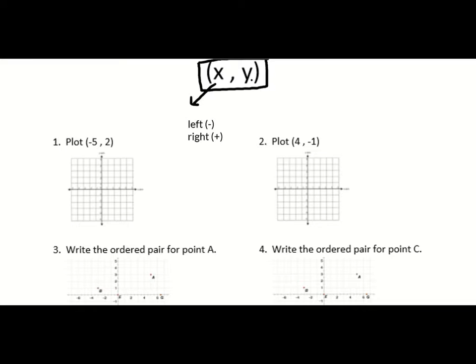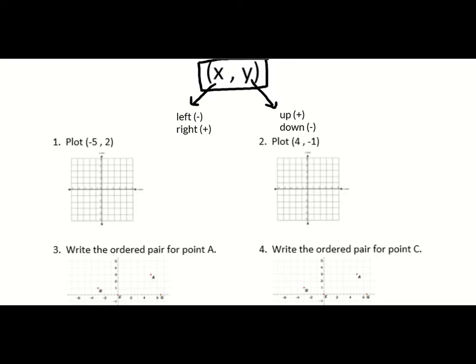Similarly, the y value is going to be telling us whether we are going up or down from the origin. So we will be going up from the origin if it's a positive number, and we will be going down if it is a negative number. So y tells us up and down, whereas x tells us left and right. Now 0, of course, is neither positive nor negative, so 0 means we won't move either direction. So let's take a look at the first example. We want to plot the point -5, 2.